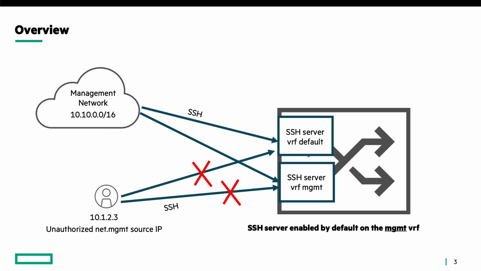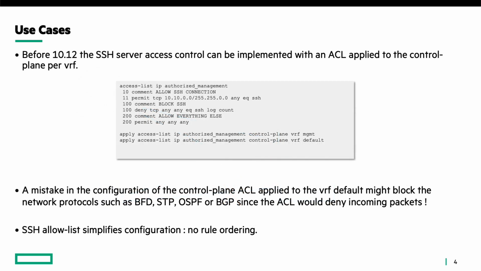As a reminder, for all AOS-CX switches, the SSH server is enabled by default on the management VRF, but you can still enable SSH servers on all the different VRFs configured on the switch, such as the default VRF, which is enabled by default as well on the switch.